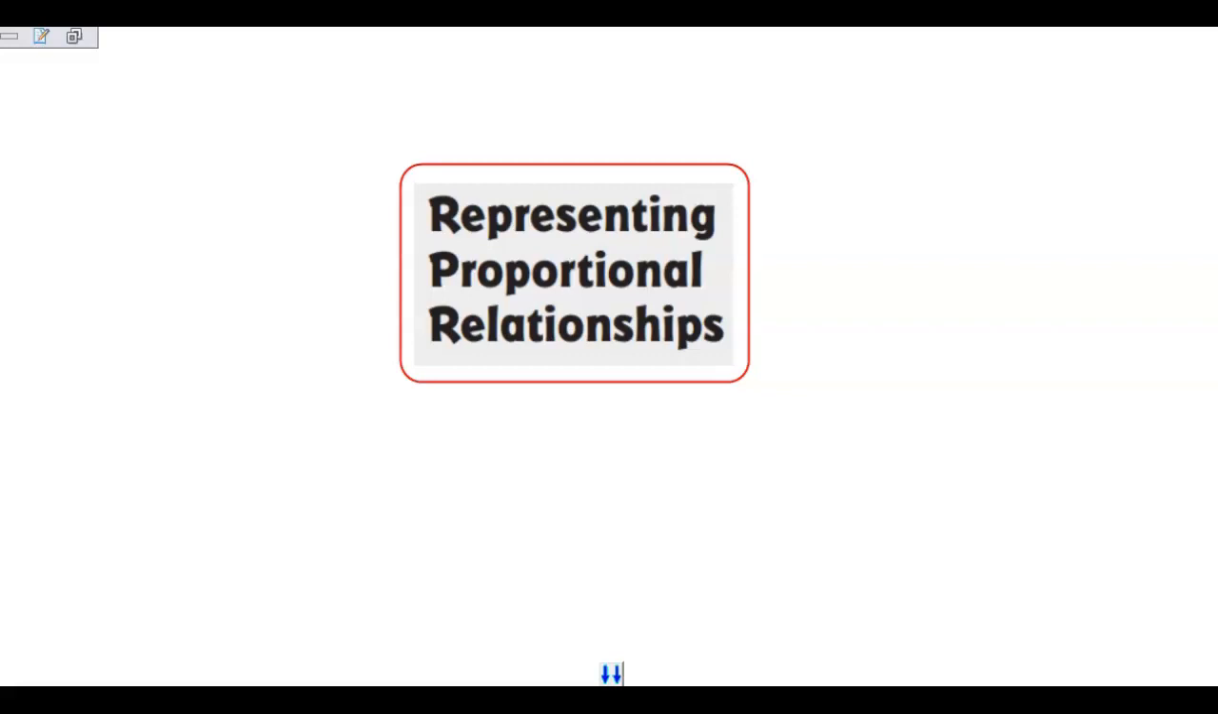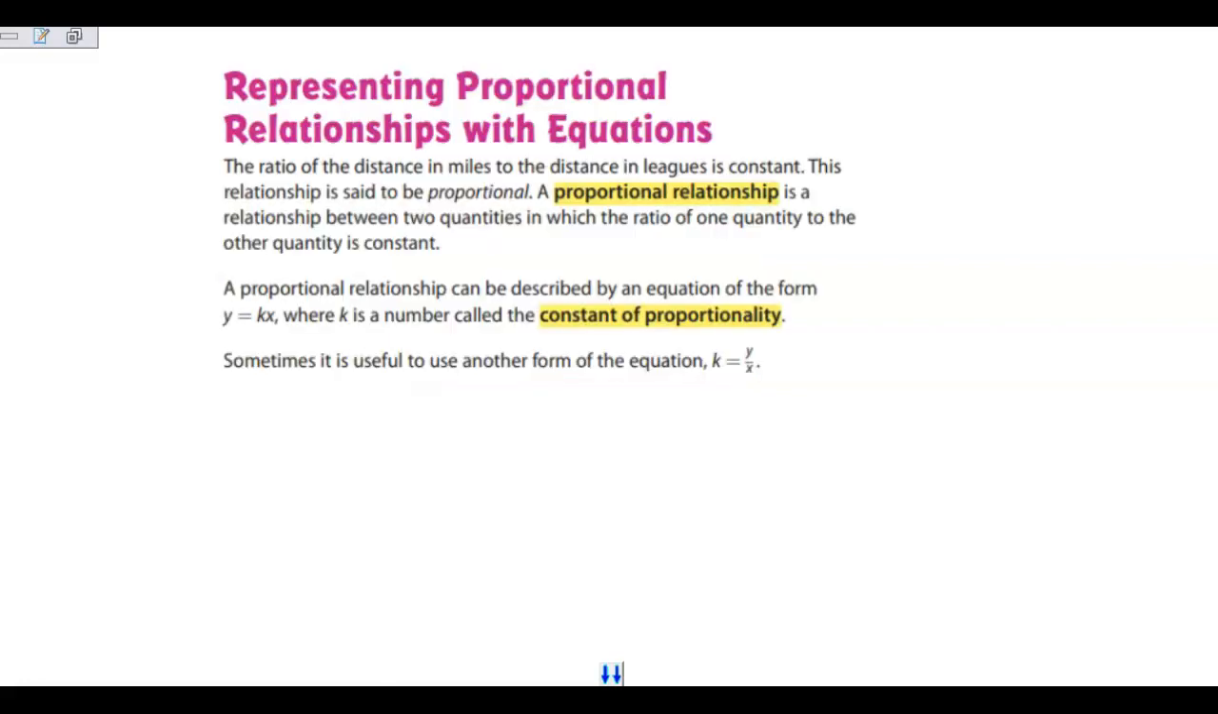Welcome. This will be part one of representing proportional relationships. In this video, we are going to be working with proportional relationships dealing with equations. The ratio of the distance in miles to the distance in leagues is constant. That means that it's not changing. This relationship is said to be proportional.